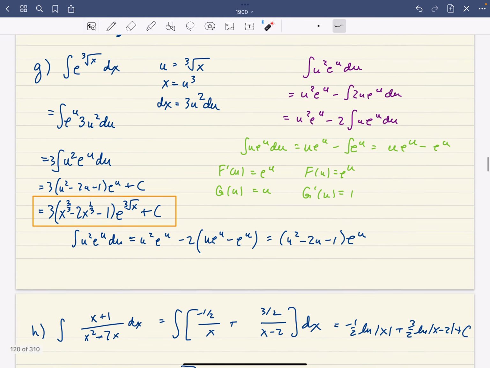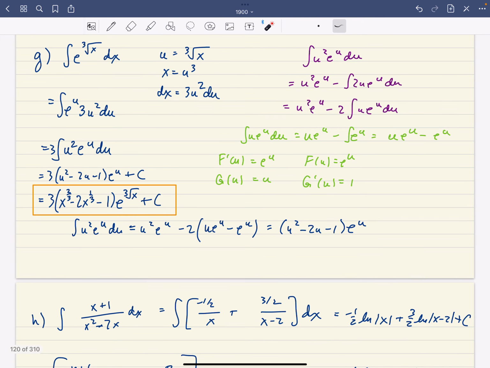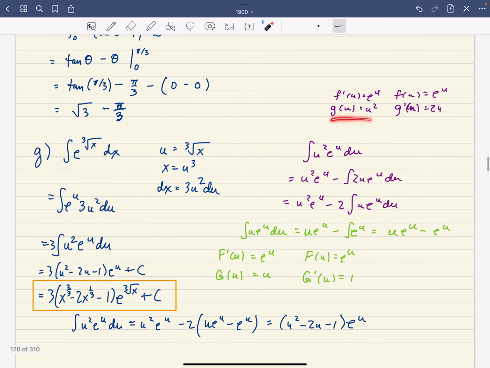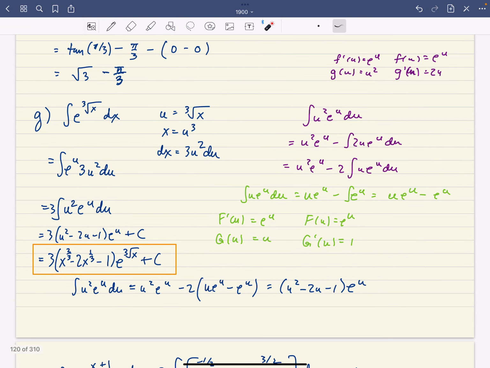Part G was a little tricky. We talked about this in class, but we're going to let u be cube root of x, and then we're going to solve for x, and then that'll let us find dx a little easier. So it turned out dx was 3u squared du, and then if we plug everything back in, this is an integration by parts where we had to do it twice. So the integral of u squared e to the u we found over here. So that was letting f prime be e to the u and letting g be u squared. That means f was e to the u, g prime was 2u. So that's a u.